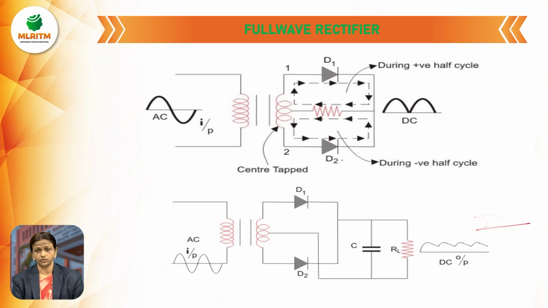So, here we have used two diodes, diode D1 and D2. This is anode, this is cathode. Here also this is anode, this is cathode. Anode means positive, cathode means negative. The two cathodes are connected to one point.